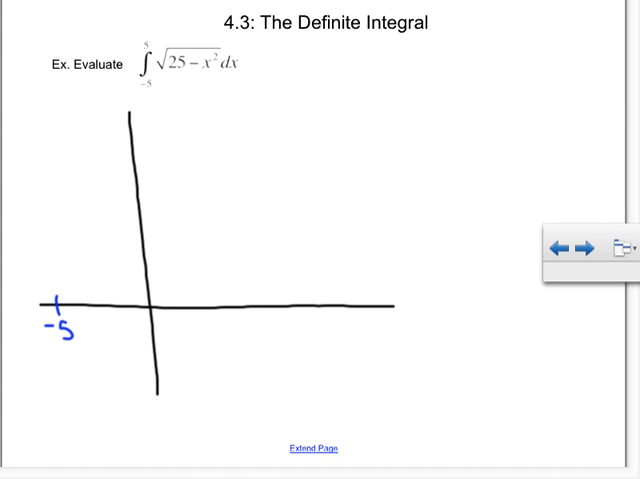And actually, I misspoke a little bit. This isn't a whole circle. This is only half the circle. Which half? Top half. This is the top half of the circle.